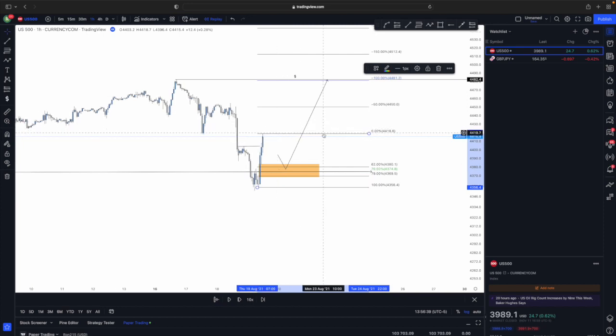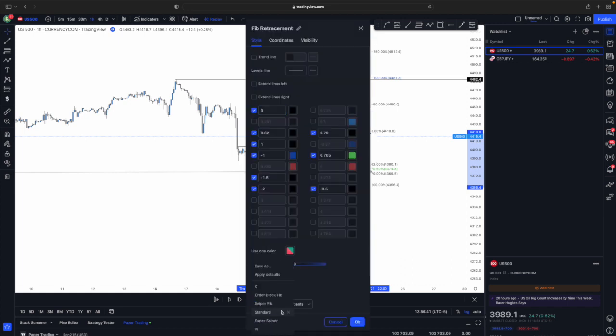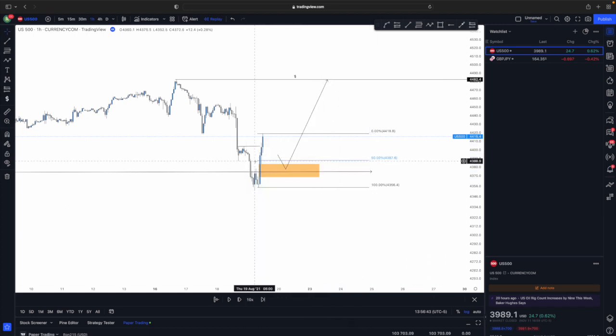So what I mean by discounted area is, if I go to this fib, anything below the 50 is a valid setup or a valid idea, right? Because you're going to enter buy setups in a discounted area, right? So anything below the 50 is a discounted area.